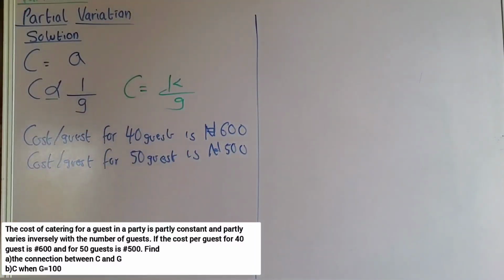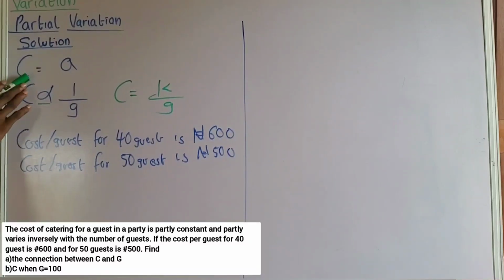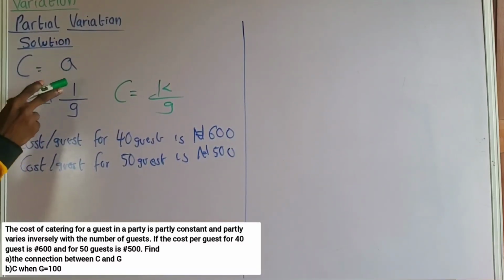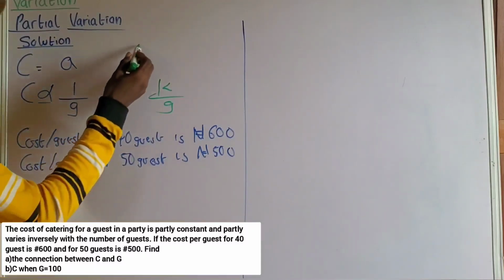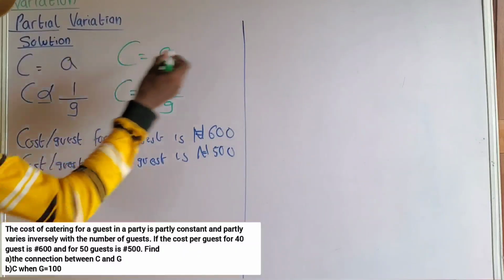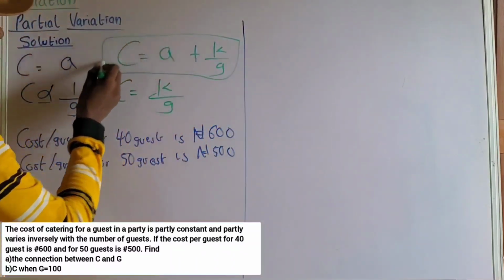You understand? Okay. Having gotten to this point, the next step is that you have to write a single expression for C. This is what I mean. Listen to the explanation again. A part of C varies as a constant. You represent the constant as A because we don't know the constant. A part of C also varies inversely as G. So, if I want to write a single expression for C, I'm going to have C equals A, which is the constant part, plus K over G. Do you understand? Okay, this one that you see here is a single expression for C.